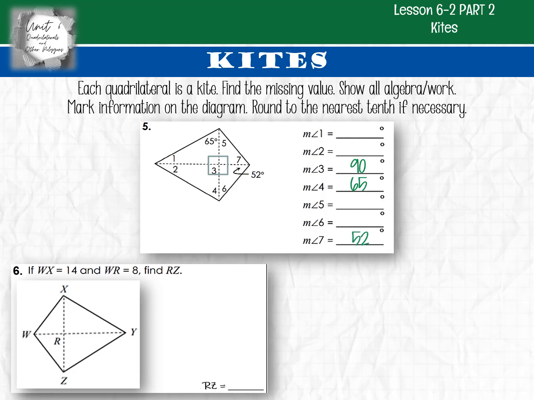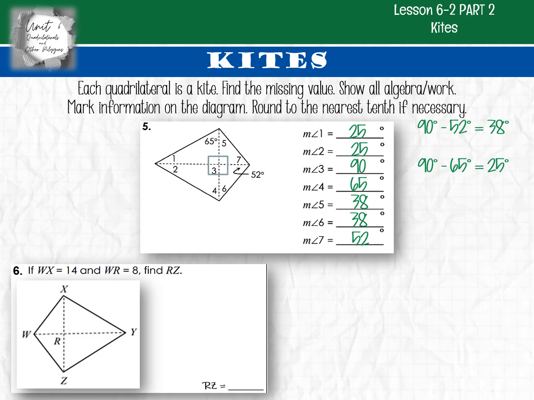Acute angles of a right triangle are complementary, so we can find some other ones. 90 minus the 52 is 38, and that's going to give us measure of angle 5 and 6. Those are congruent. If we do 90 minus the 65 degrees, we get 25 degrees, and that gives us both measure of angle 1 and measure of angle 2.